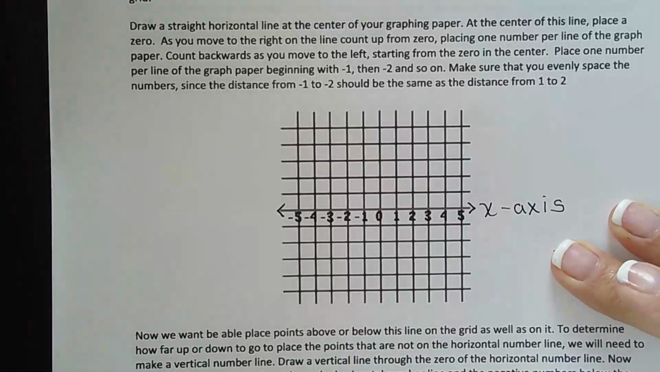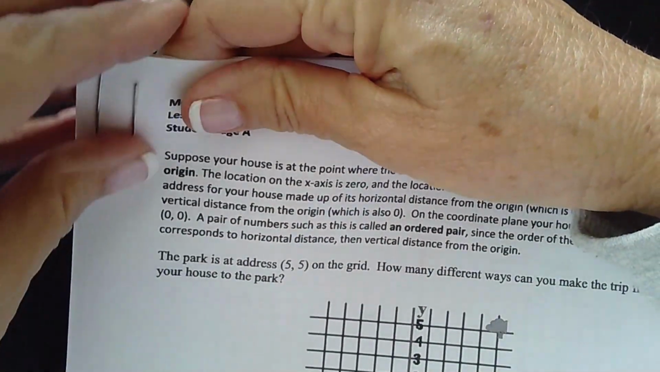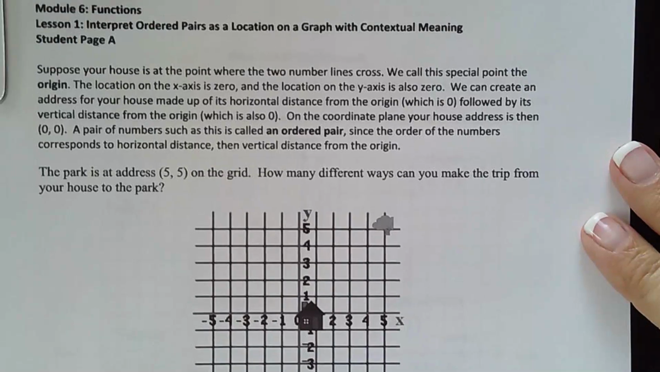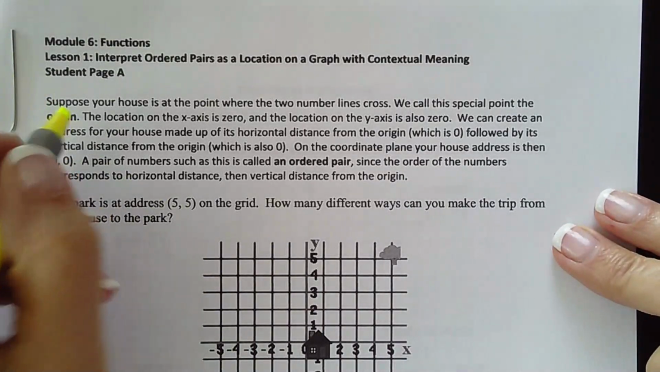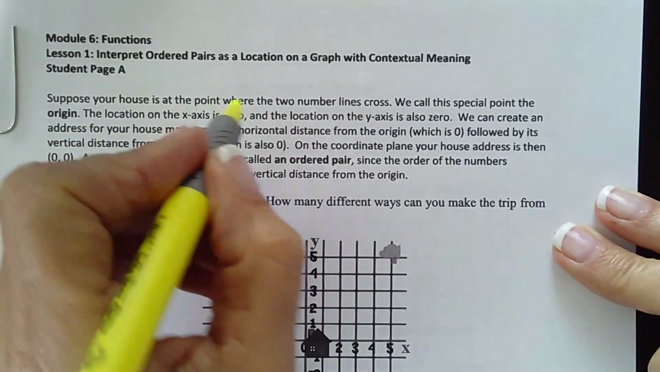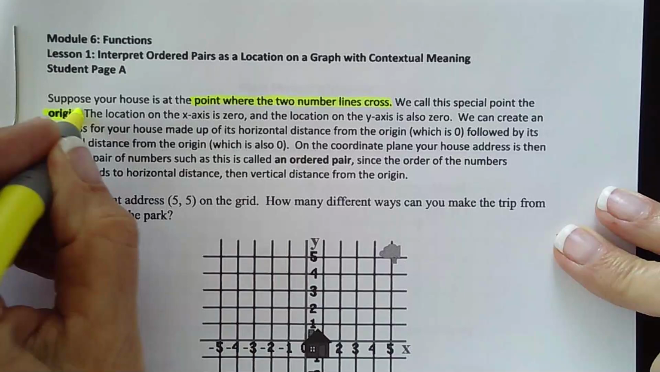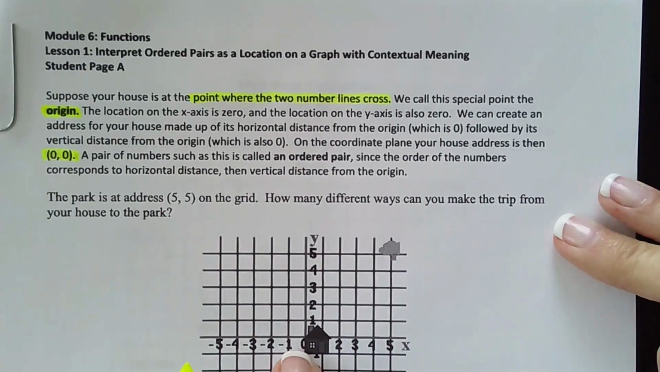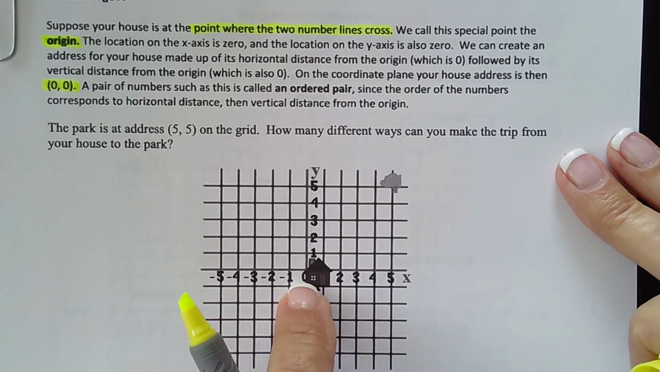Next page. So where the 2 number lines intersect or meet is the point that we call the origin, and I point that out again in lesson 2. So let's see, what should we underline? Point where the 2 number lines cross is called the origin, and its coordinates are 0, 0. So this house is placed on the origin, and it's at 0, 0. Okay.